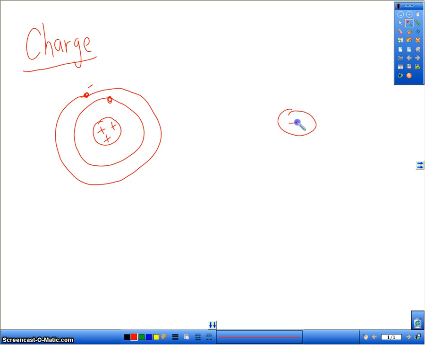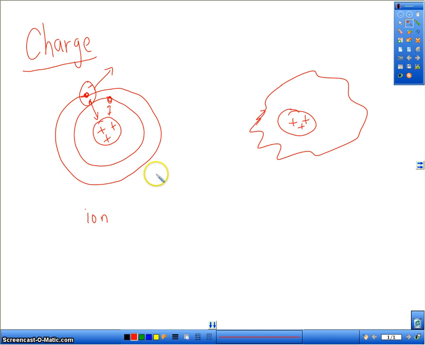If we drew this a little differently, this would be your electron cloud. These electrons are attached to the atom. They're bonded to the atom because the protons and the electrons attract each other. However, they can be removed from the atom. If you happen to be able to remove an electron from the atom, then you have created what's called an ion, which is an atom that actually has a charge on it.